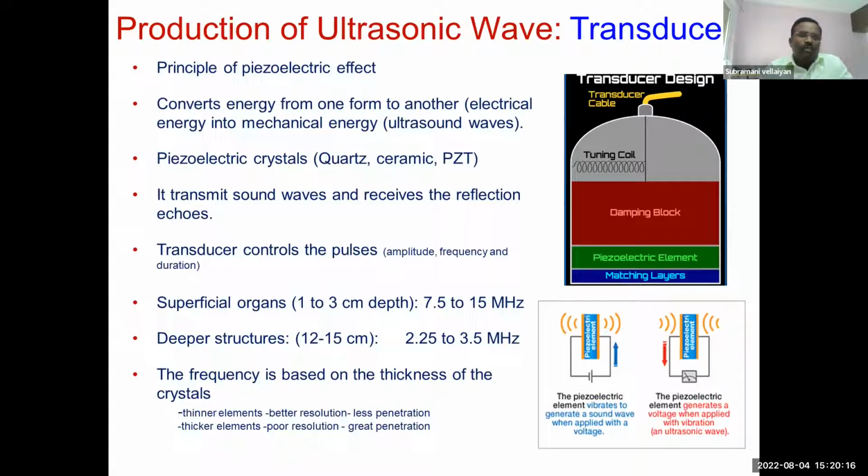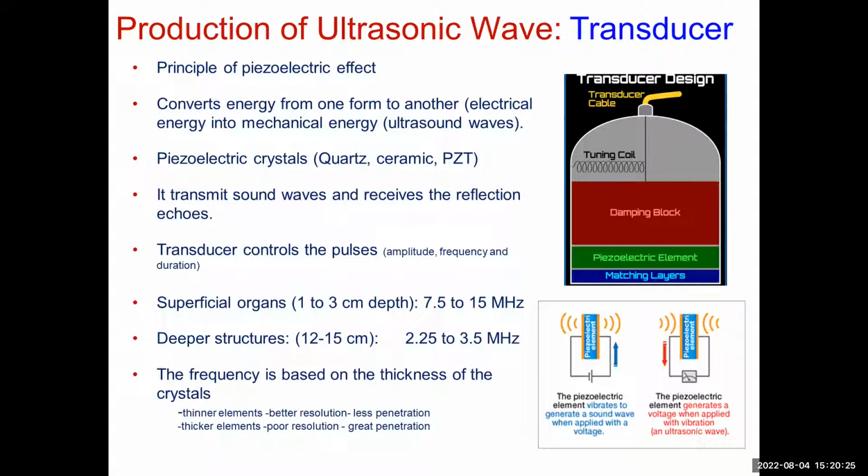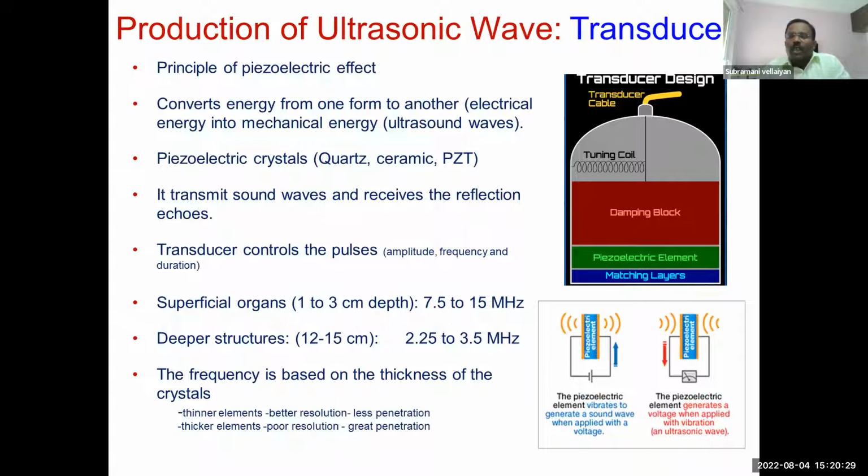The transducer has three different regions. One is called the tuning coil, another is the damping plug, and then the piezoelectric element and matching layers. The piezoelectric element is responsible for producing the electric wave, which generates sound when voltage is applied. Similarly, the piezoelectric effect generates a voltage when vibration is applied, that means the ultrasonic waves.